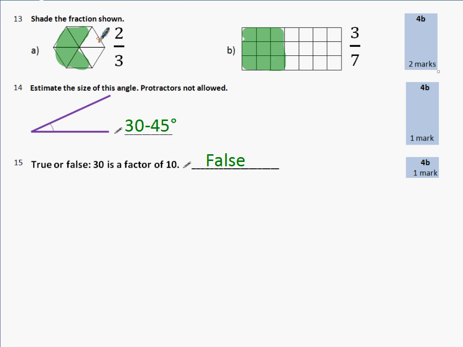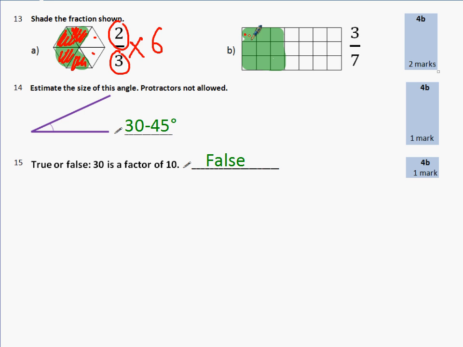Question 13, 2/3 of this shape. So there are 1, 2, 3, 4, 5, 6 triangles inside that hexagon, and you're asked to shade in 2/3. So 2/3 of 6. Do 6 divided by the bottom times by the top, and you get 4, which is why 4 have been shaded in.